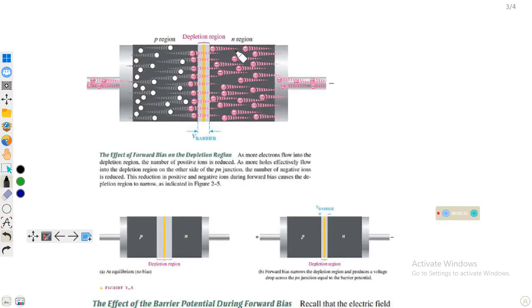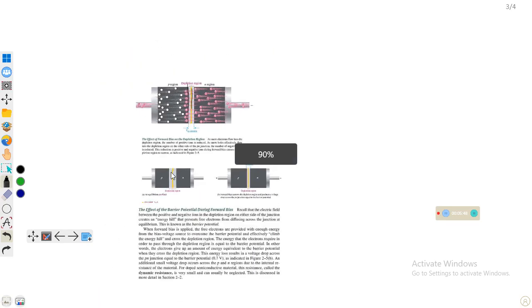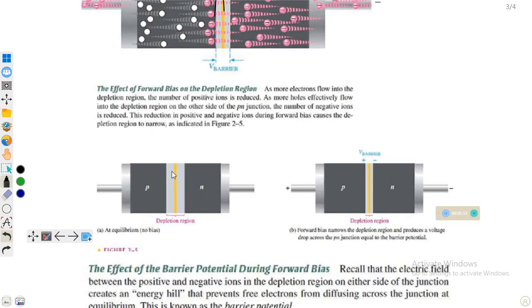This is just a diagram in which electrons are crossing the depletion region, and the thickness of the depletion region decreases, and therefore electrons are easily able to cross this junction, constituting the current in the circuit. The second one is reverse bias.